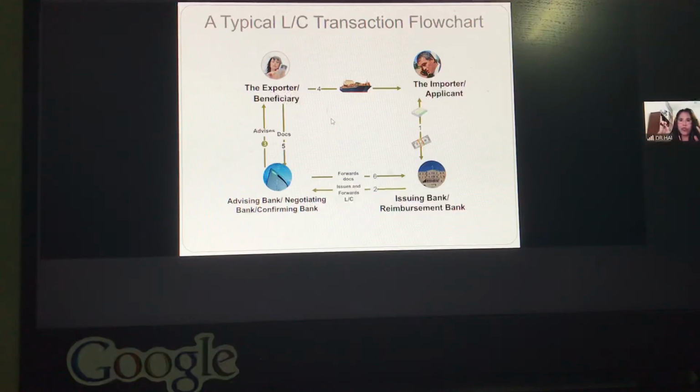So I want you to remember that if you omit step number 4, it means that the exporter commits fraud. Maybe fraud against the importer, maybe fraud against the issuing bank. So we need to think about a solution to prevent this situation. What do you think about a solution?